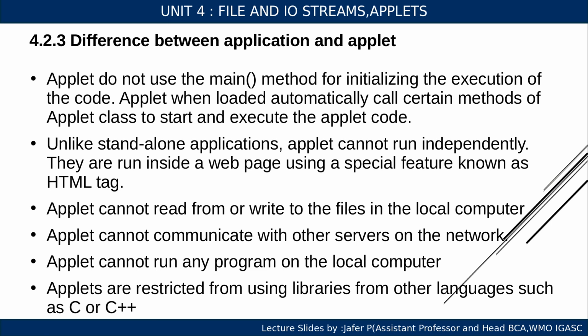The last point is, applets are restricted from using libraries from other languages such as C or C++. Most of the languages, you know, can use other programming languages' libraries as well. But in the case of applets, you cannot use the libraries of C and C++. Java can use the libraries of C and C++. That is possible. But applets cannot use the libraries of C and C++. So these are the major differences between application and applet.